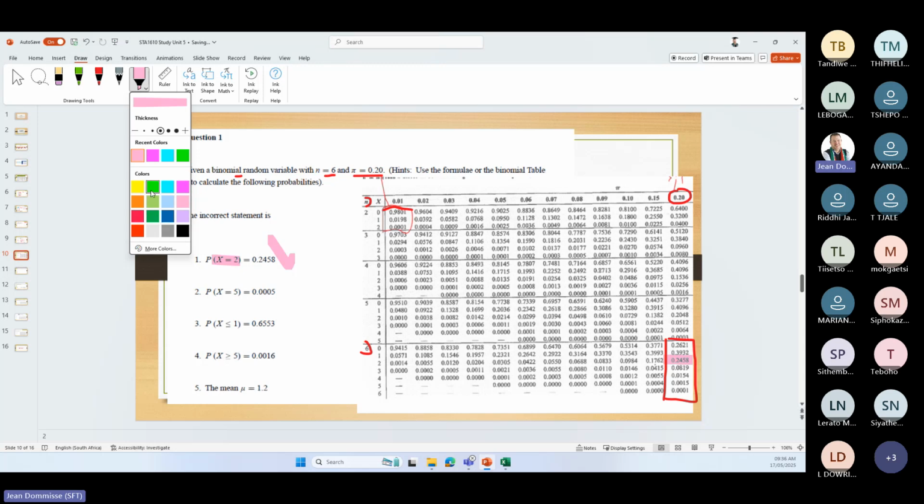Okay, so let's, where x is equal to 5, there's 5, so we need to go across. x equal to 5 is 0.0015. Okay. So that one is the wrong one. It's not 0.0005. It must be 0.0015. Okay, so we've identified the wrong one, but I want to show you all of them.